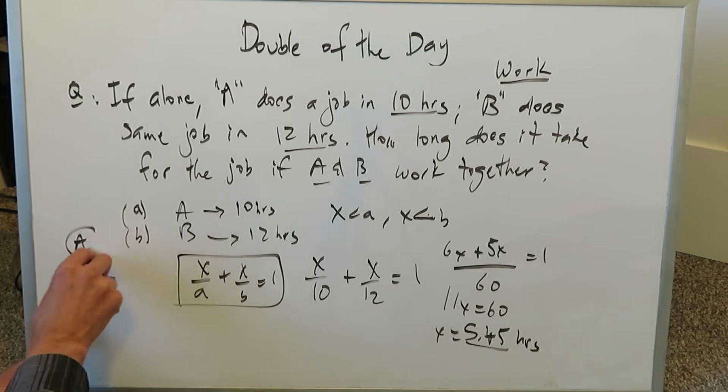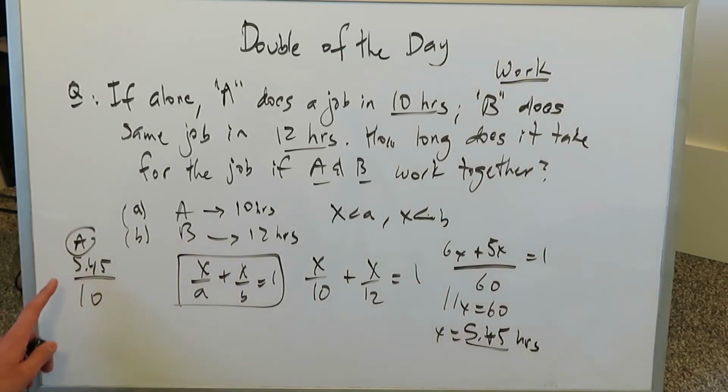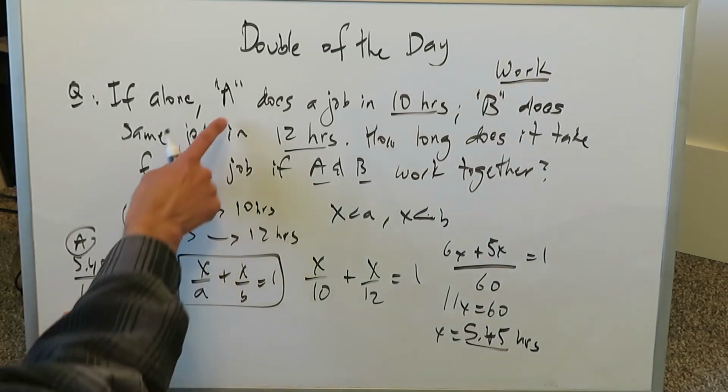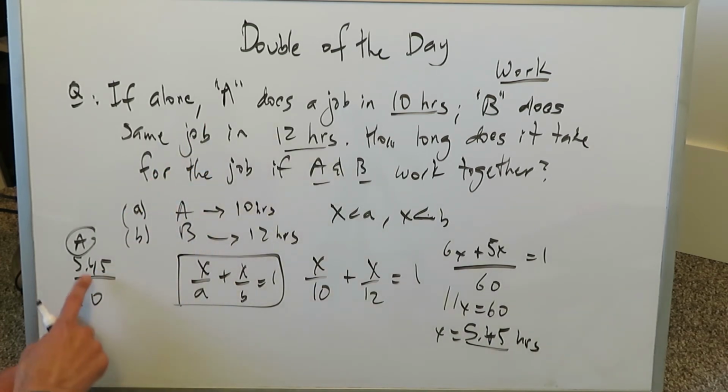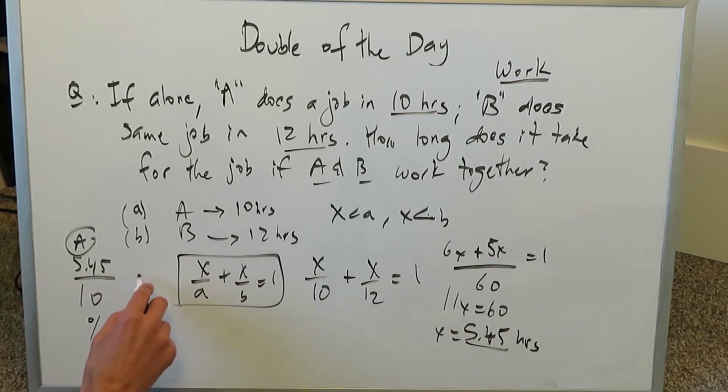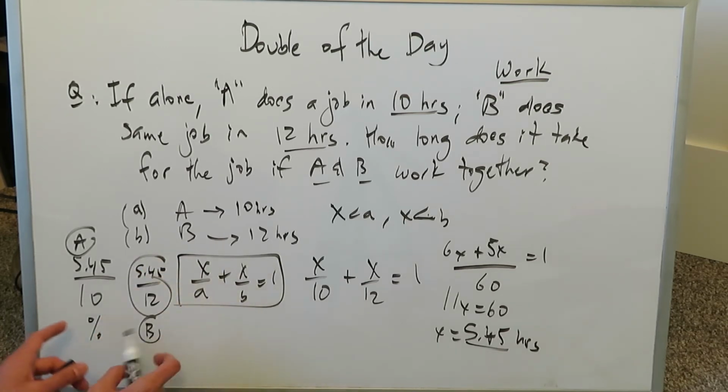This is the contribution done by person A. If you did 5.45 divided by 10, which is the number of hours that person A takes doing it alone, and you multiply it by 100, you get a percentage of the contribution of person A to that whole job. If you did 5.45, which is X, divided by 12, this is the contribution done by person B. These both contributions in terms of percentages should equal to 1 or 100.